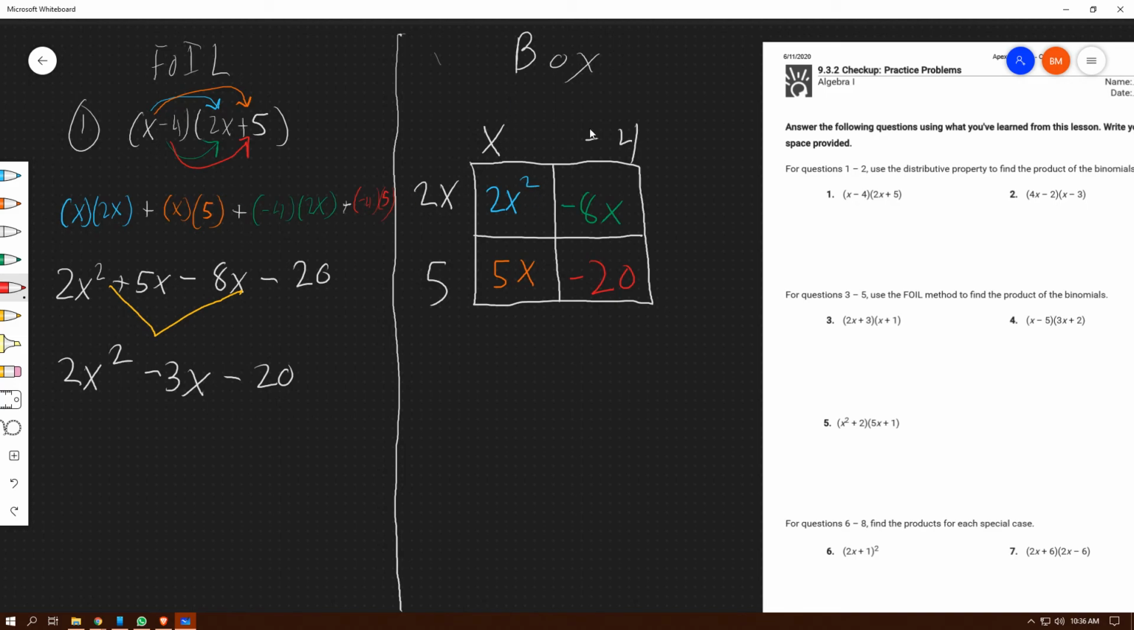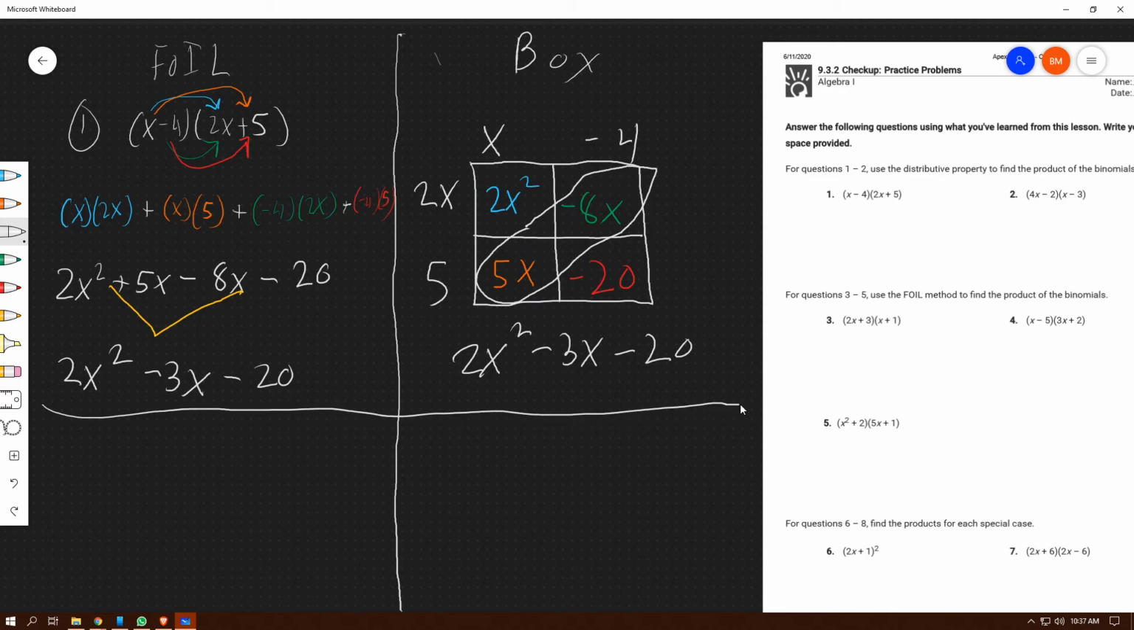All right, so now I just set it up here and I just multiply. And a cool thing about the box is diagonally, most times, not always, but most times, these will be like terms. And I can just combine them. Boom. All right. Now, we got the same answer, 2 different ways. I don't care which way you use. It's going to be your choice. I just want to show you both of them. Again, I'm a personal fan of the box, but I didn't learn it until a couple years ago. So I obviously used FOIL my entire life.